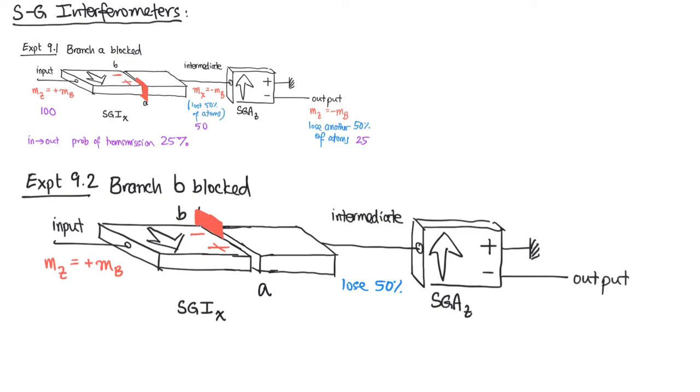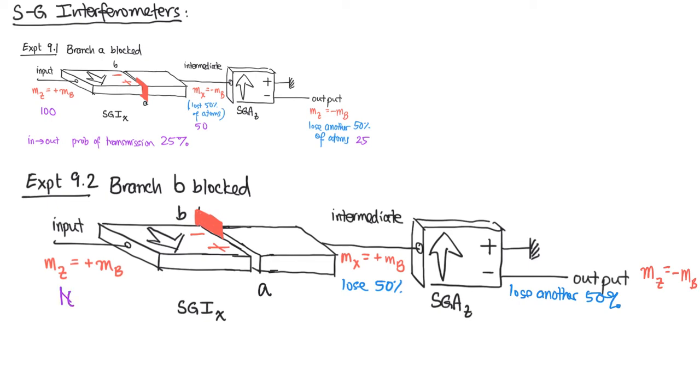The difference, though, is that the atoms that make it through will have taken the plus port, or the plus path, and because they took the plus path, they now have a defined x orientation of plus mb when they reach the intermediate state. But an atom that is mx plus still has a 50-50 probability of making it through the Z analyzer, and so we're going to lose another 50% at the output, and at the output, the state is mz minus mb, as before.